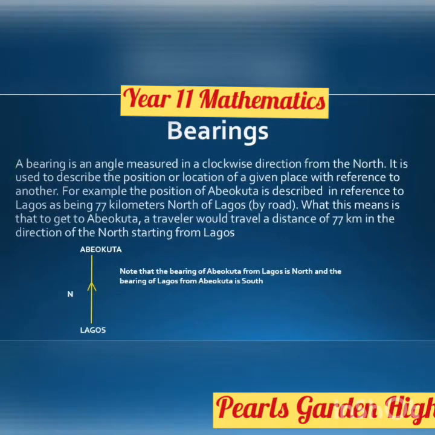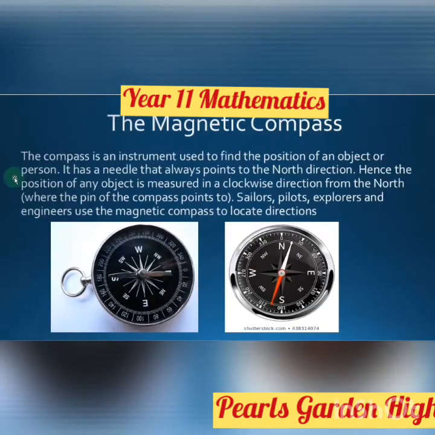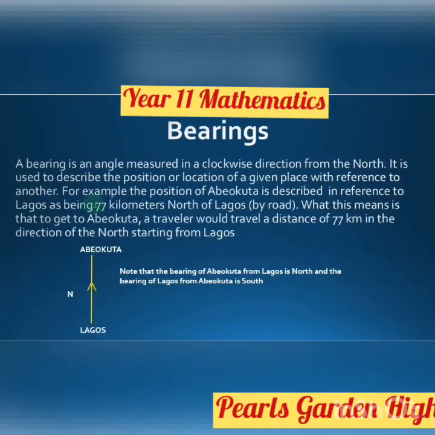And that's why if you look at a magnetic compass, which is the instrument used in measuring and finding the position of an object or locating anything on the earth, it only has a needle that points to the north direction, so that every other position is found in reference to the north. So when it comes to bearing, the important direction we have to get is the north. Every other direction is measured as an angle in the clockwise direction from the north.